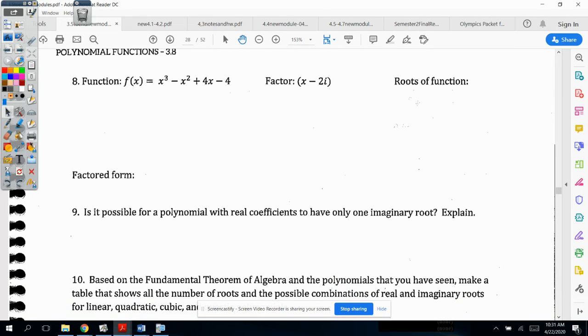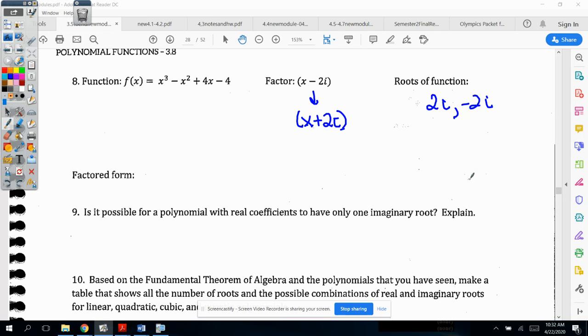Okay, now on 8, it's important because if x minus 2i is a factor, you have to know immediately, because they only come in pairs, that x plus 2i is also a factor. So you have 2i and negative 2i, and I'm only looking for 3. Probably the easiest thing for you to do here would be to graph it and find that last one, because it has to be real. The last one will have to be real because if 2 are imaginary and you're looking for 3, 1 is going to have to be real.